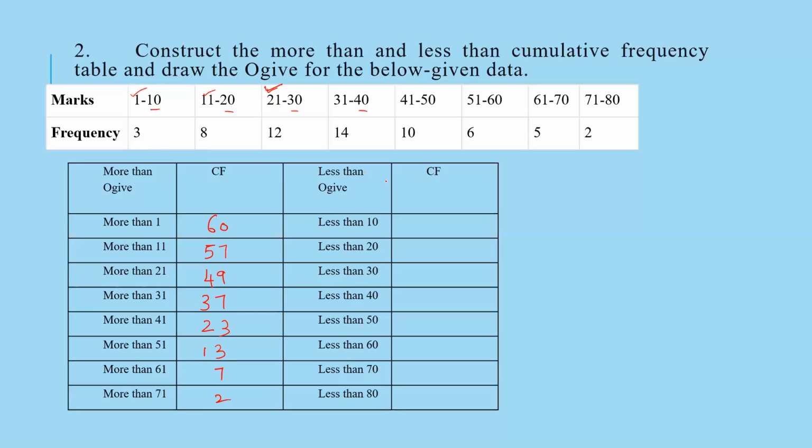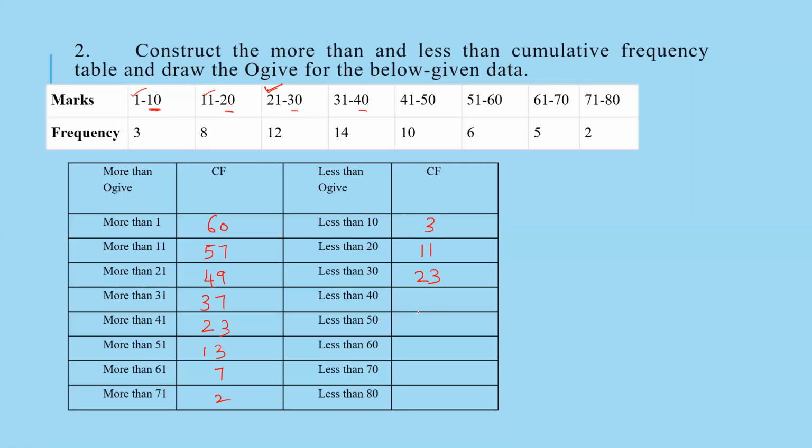Now let's prepare the less than ogive table values. Now less than 10. So it's very clear how many scored less than 10 marks. Only 3. So then how many scored less than 20? So it is 8 plus 3. That is going to be 11. So how many scored less than 30? That is going to be 12 plus 8 plus 3. So we're just going to add 12 to this 11 and that becomes 23.